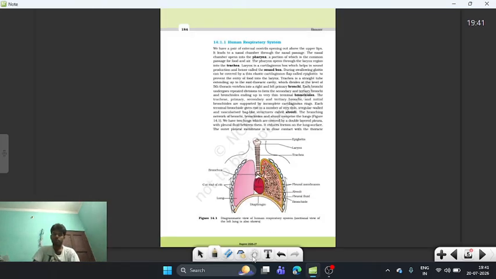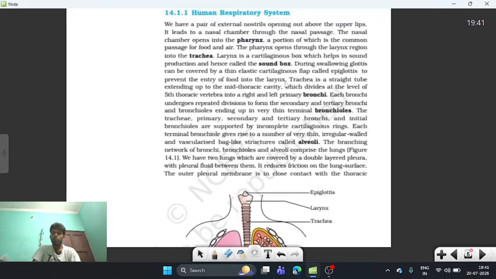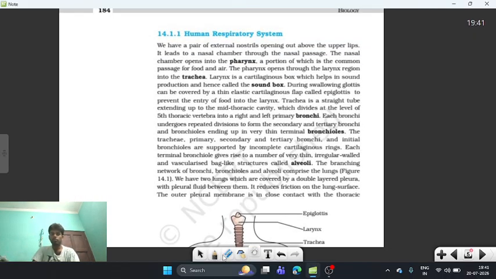So let us now discuss what the human respiratory system is all about. First, you learn it from your own body. First we have two nostrils, right?